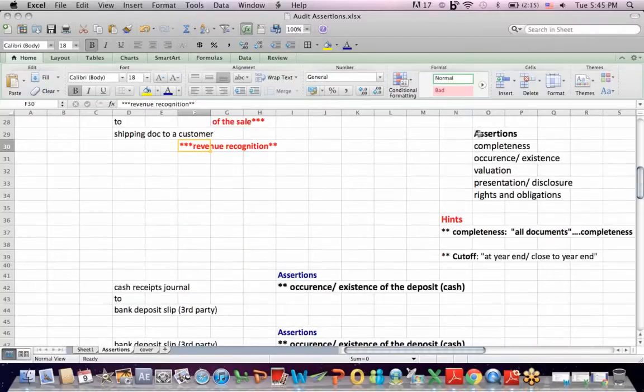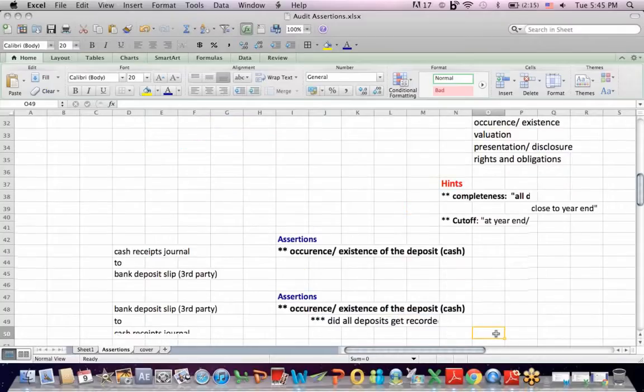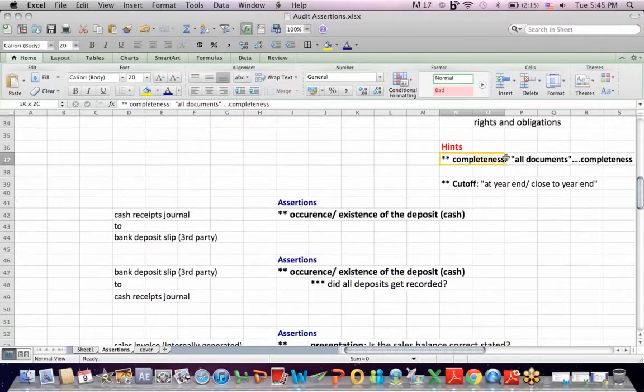What I put on the left here for the student were the six basic assertions that are tested on the CPA exam and that people use when they're auditing. I added a couple of hints that I'll pull up on the screen. When you see a question that talks about all documents, that probably refers to completeness. And when you see phrasing in a question that talks about at year end or close to year end, hopefully that's a tip-off that the question relates to cutoff: getting transactions in the right fiscal year, the right time period.